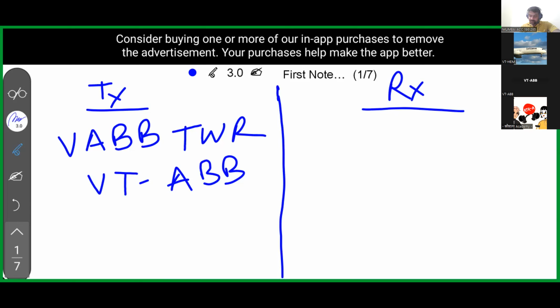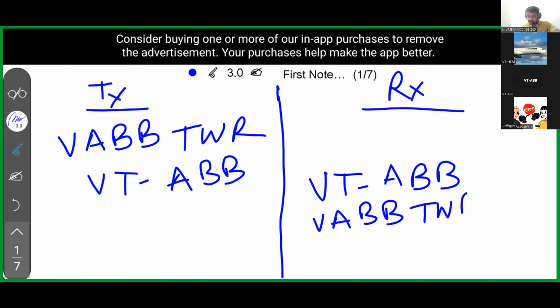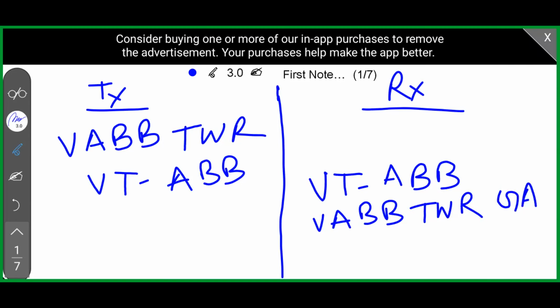Then in reply, what tower told you or what control told you? He also raised a station to you. He told, like I had replied, Victor Tango Alpha Bravo Bravo, Mumbai Tower, go ahead. Okay, what I said, Victor Tango Alpha Bravo Bravo, Mumbai Tower, go ahead.